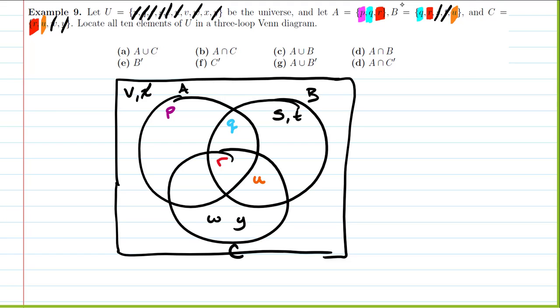So then what would be our set A and B? Well, that would be this football shape right here. So A and B would be the set Q, R.